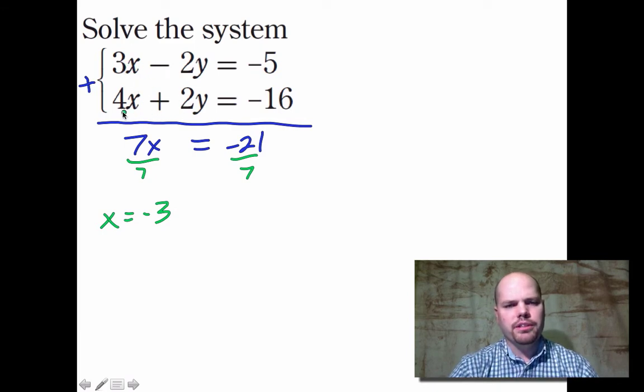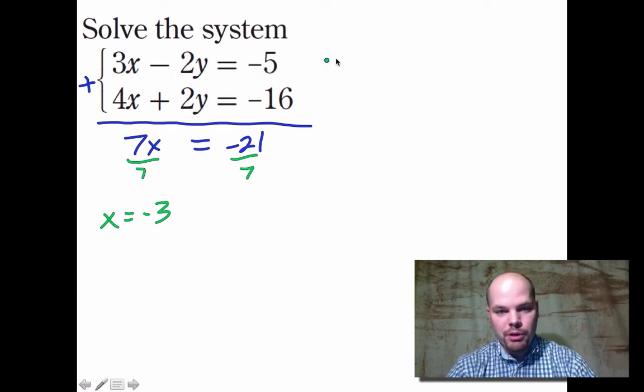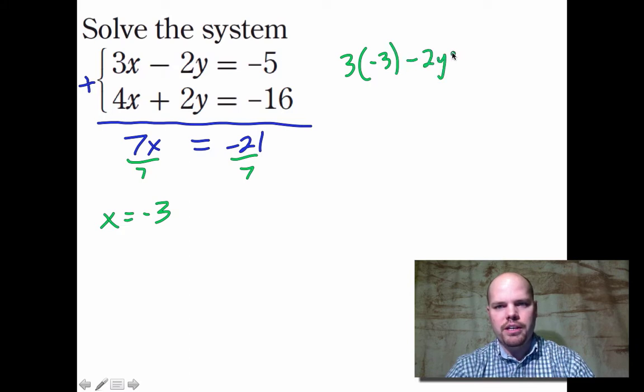Now you have to pick the top or bottom one to figure out what y is, since we know x. It doesn't matter. Usually use the smaller equation if there is a smaller equation. So we'll use the top one. 3 times negative 3 minus 2y equals negative 5. So negative 9 minus 2y equals negative 5.